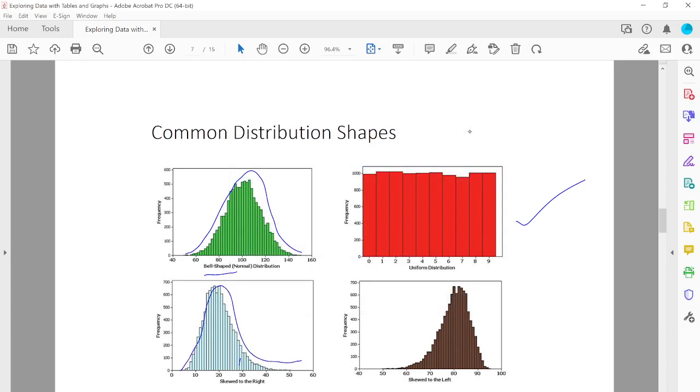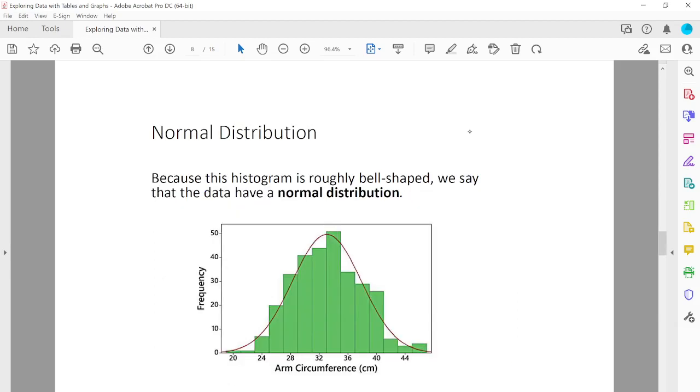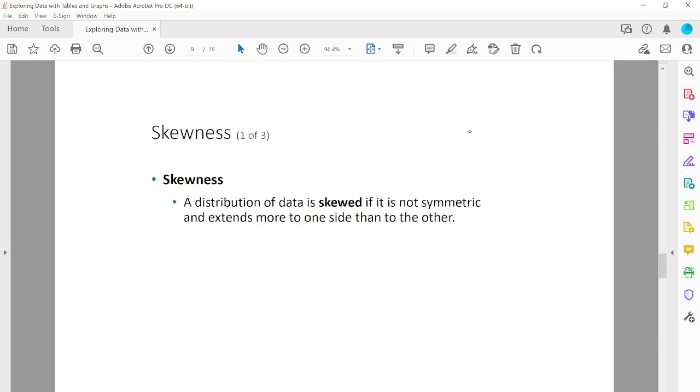That means there is more tail. The length of the tail on the right side is more. And then the fourth one is where the length of the tail on the left side is more. So that's called skewed to the left. So commonly we expect the bell shape for the normal distribution. If the histogram is roughly bell-shaped, that's called normal distribution.